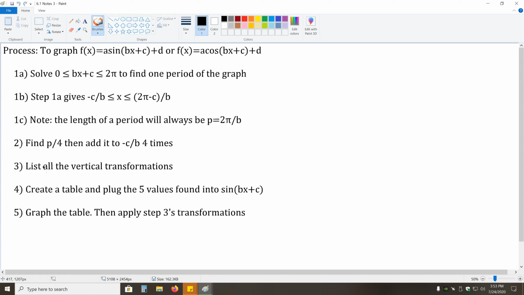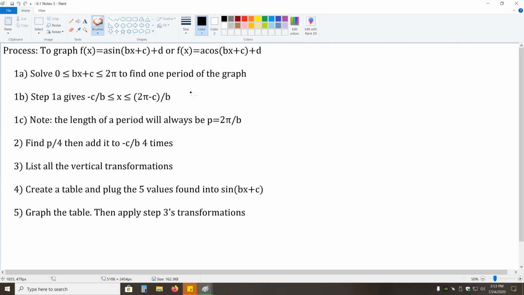Once we do that, we are going to list all the vertical transformations. We'll create a table and plug the 5 values found from step 2 into sine of bx plus c. And then finally, we can graph that table and apply all of the vertical transformations. We don't need to worry about horizontal transformations because they're all taken care of with these steps of solving this inequality and finding the new period and things like that.